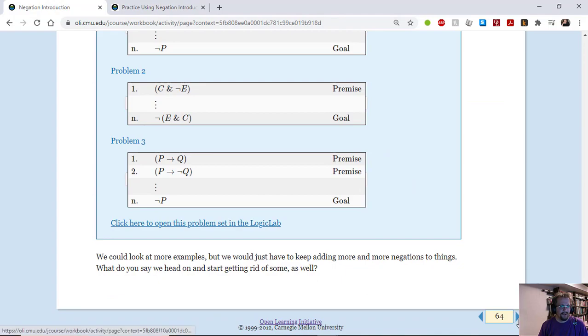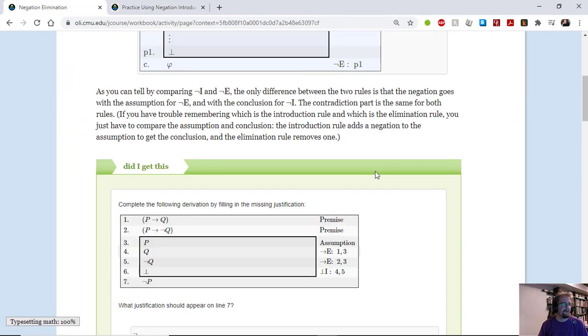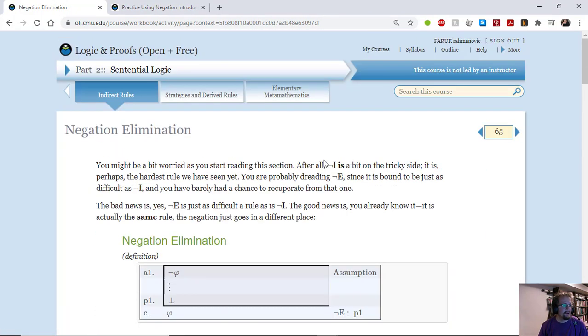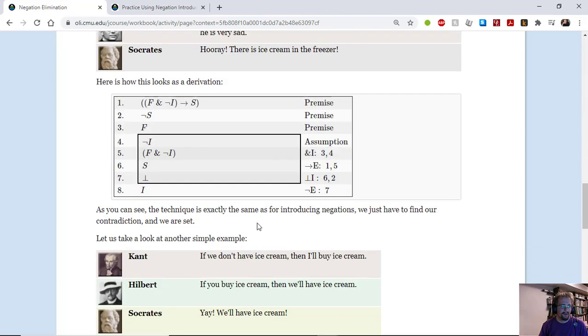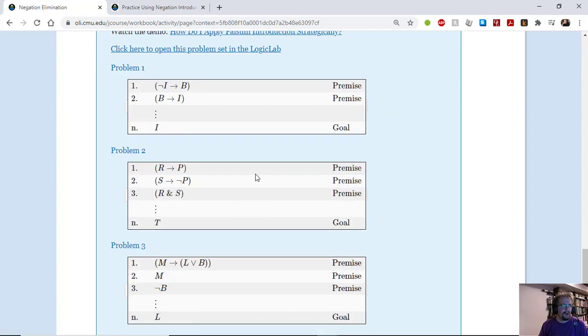negation introduction. Let's take a look at some of the other things we have going on here. This is negation elimination. So it works the same way as negation introduction. You start off with your conclusion, except this time instead of getting rid of a negation symbol, we're going to add a negation symbol and see if we can run the whole thing into the ground by producing a falsum, right? An internal contradiction.